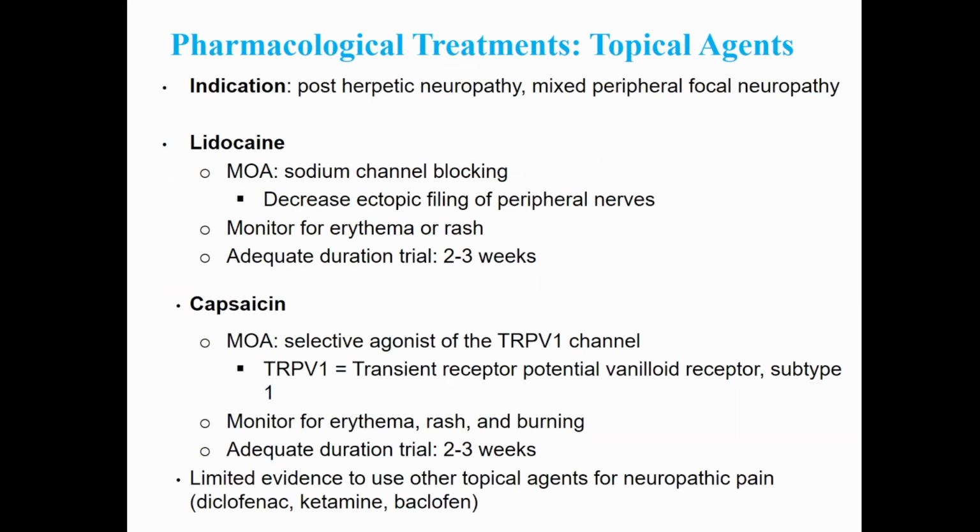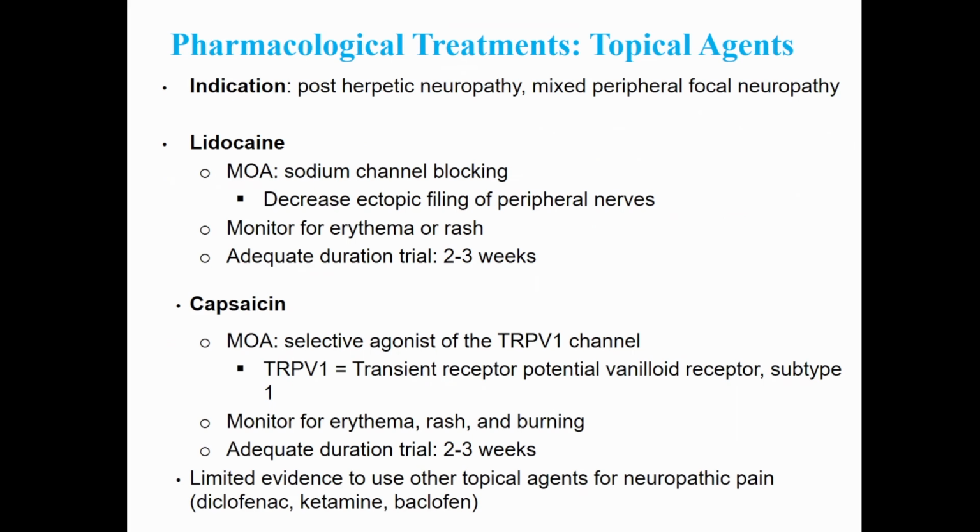In terms of topical agents, the indications for topical agents are post-herpetic neuropathy or mixed peripheral focal neuropathy. The main topical agents we think about are lidocaine and capsaicin. Lidocaine can be received over the counter, or at higher doses you can get a prescription for it. It works at the sodium channel blocking. It decreases ectopic firing of peripheral nerves. And it may take 2 to 3 weeks to take full effect, though some patients may get impatient and not wait that full time. Capsaicin is another topical agent that you could use.